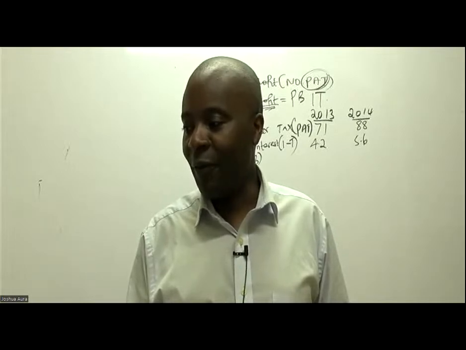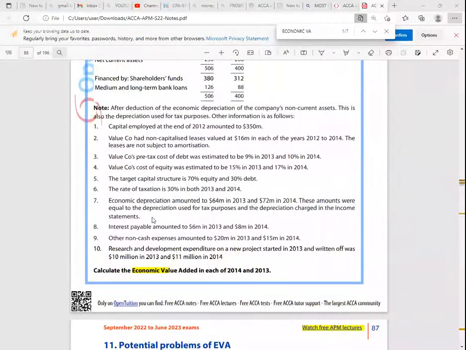Great. Ladies and gentlemen, from there, we got the next one. Number 3, value company's pre-tax cost of debt was estimated at this. This will help me to calculate WACC. The same case with note number 4 and note number 5. Number 6, I've seen where I'm using it.